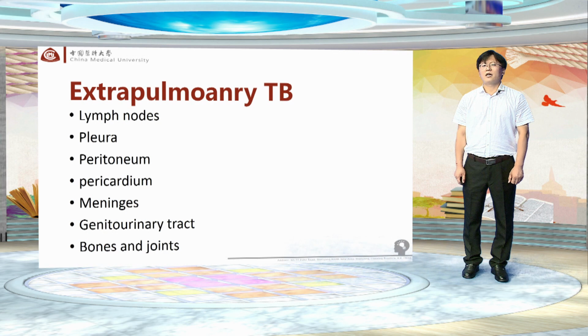We have several different types of extrapulmonary tuberculosis: lymph nodes involvement, pleural involvement, peritoneum involvement, pericardial involvement, and even meningitis of tuberculosis. And the genitourinary tract can also be involved by tuberculosis. We can also have bone and joint tuberculosis. We are not going to talk about everything. Mostly, we're going to take a look at lymph nodes and pleural involvement.